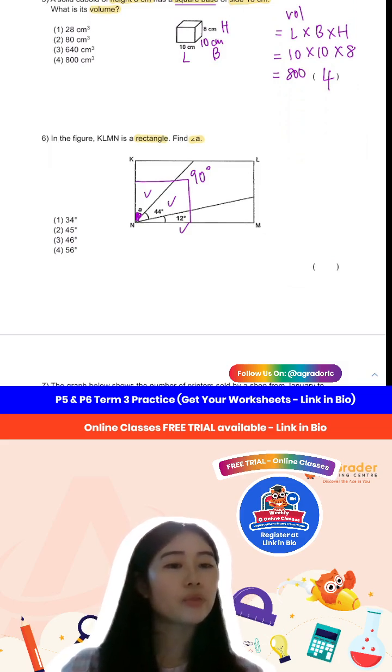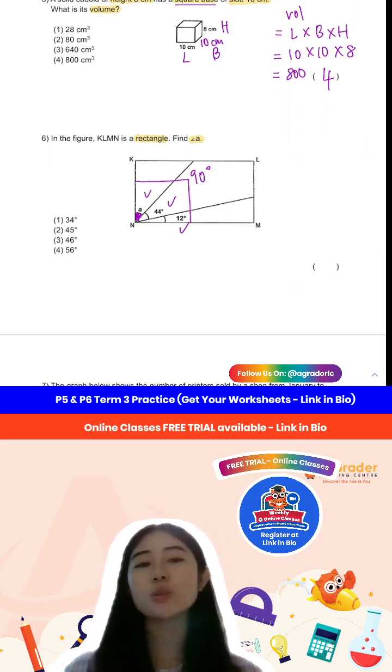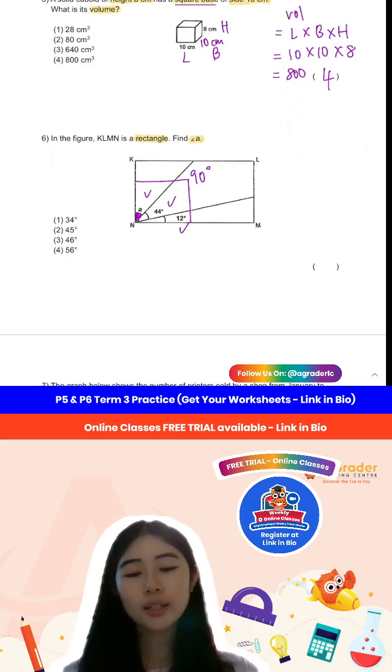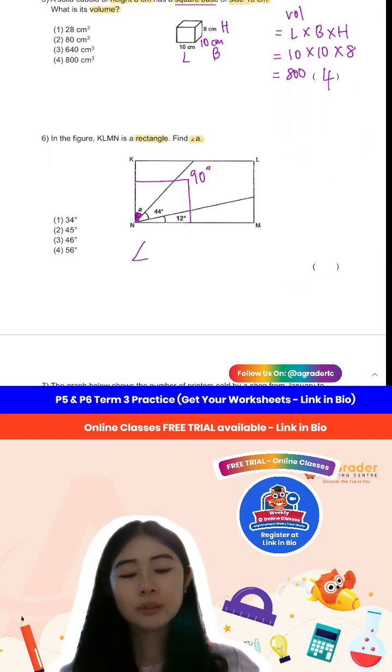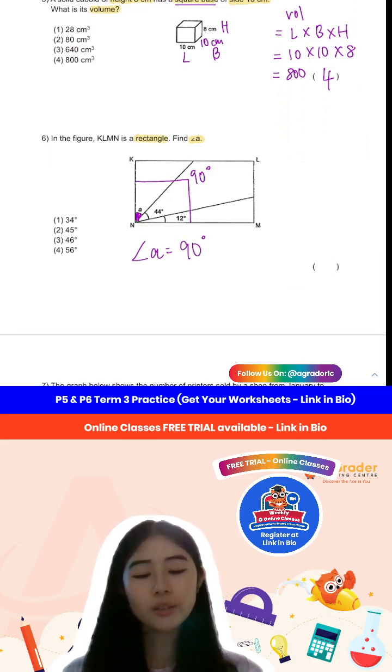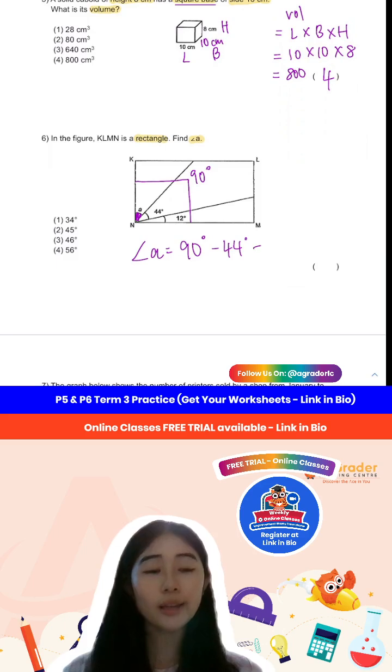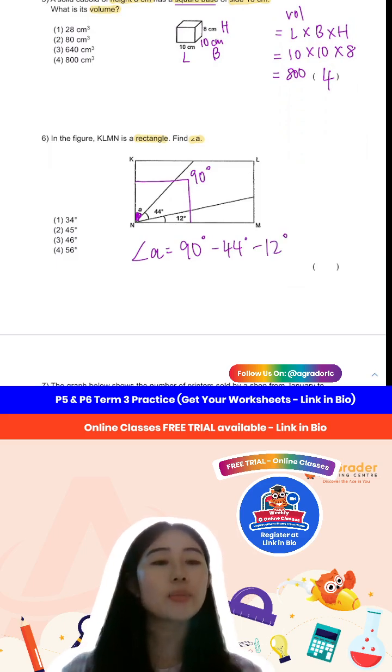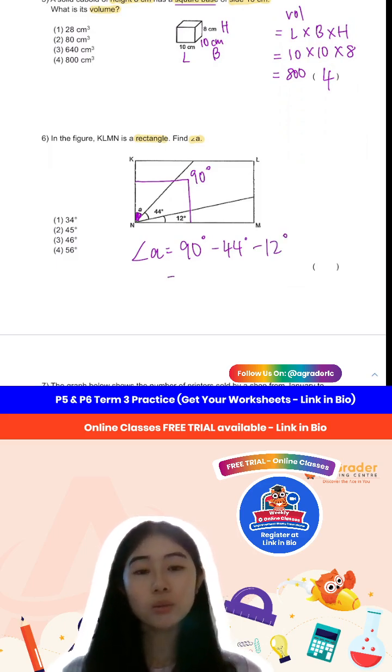Isa and Victoria say 90 minus 12 minus 44. Yes, both of you are correct. That is the perfect answer. Let's write it down. To find angle A in one step, use 90 degrees minus 44 and 12 degrees. Jacob and B, correct working as well.